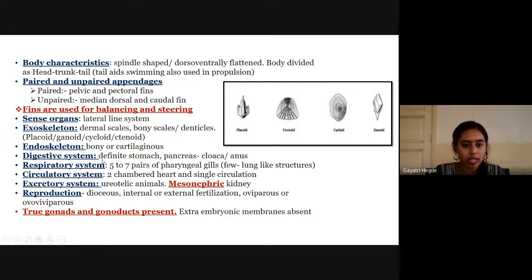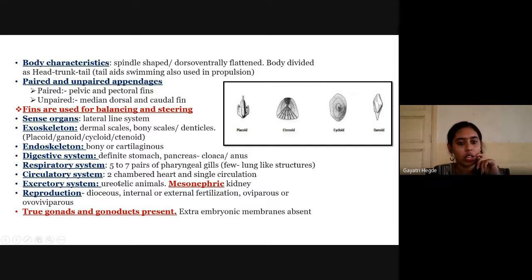Then coming to digestive system. Now fishes have a definite stomach. They have a definite pancreas. Now they can have cloaca or they can have anus. Both function as same. Excretion जहाँ से होता है वहाँ. Okay. Now coming to respiratory system, they have 5 to 7 pairs of pharyngeal gills, but few fishes may also have lung-like structures. Okay, we will be studying that fish in a nice way.